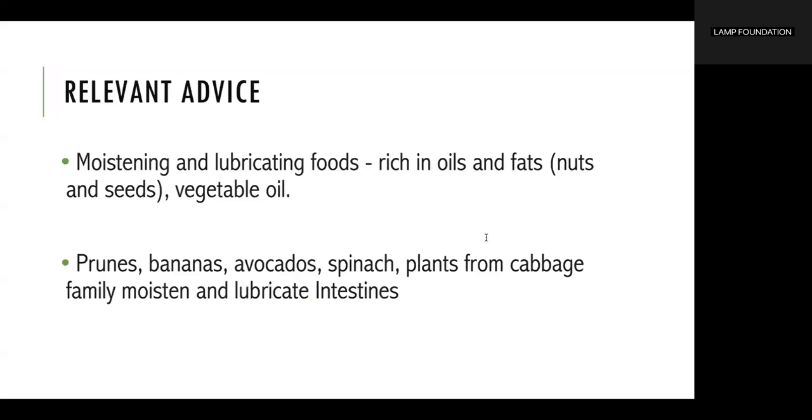When there is large intestine dryness, the patient should eat foods that are moistening and lubricating. This includes foods that are rich in oils and fats, such as nuts and seeds, as well as vegetable oil. Prunes, bananas, avocados, spinach, and plants from the cabbage family moisten and lubricate the intestines.